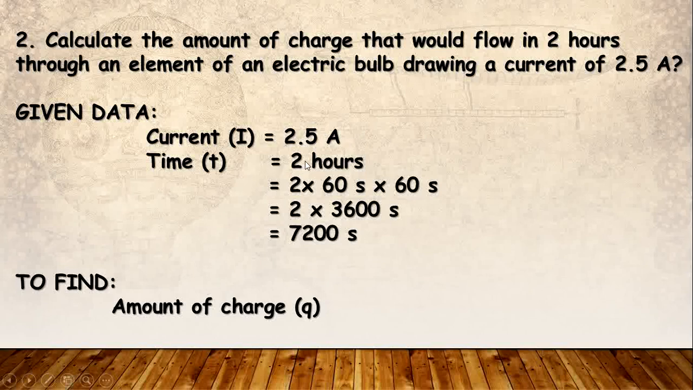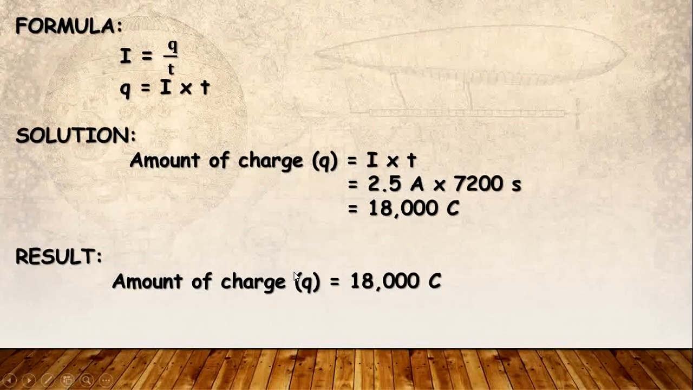I already told you, whenever the unit is given in hours, we have to convert it into seconds. So 2 into 60 seconds into 60 seconds. So 2 into 3600 seconds. When we multiply these two, we get 7200 seconds. We have to find out the amount of charge Q. The formula: I is equal to Q by T. From this we find the charge. So Q is equal to I into T.